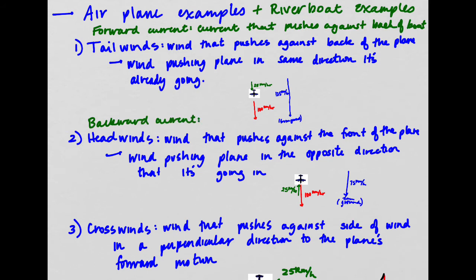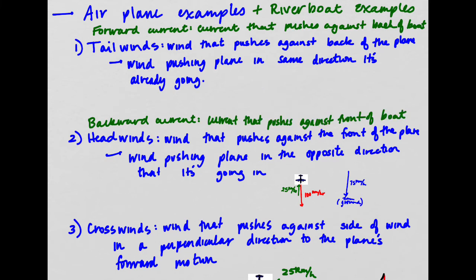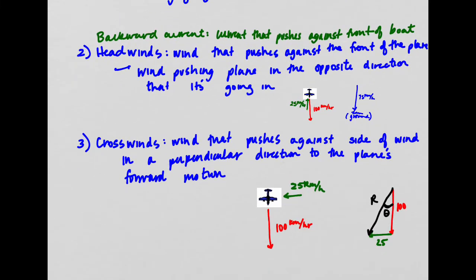And this is just the current that pushes against the front of the boat. And just like with the plane and the headwinds, this is going to decrease the relative velocity of the boat. Then finally we have a cross current, or a side current, whatever you want to call it.